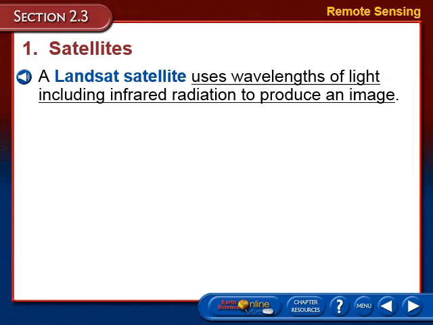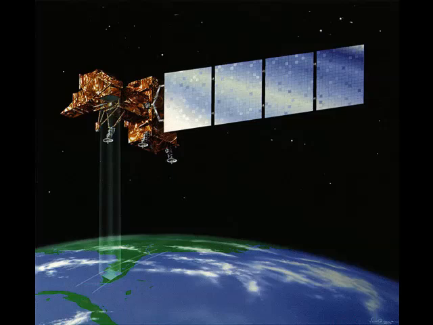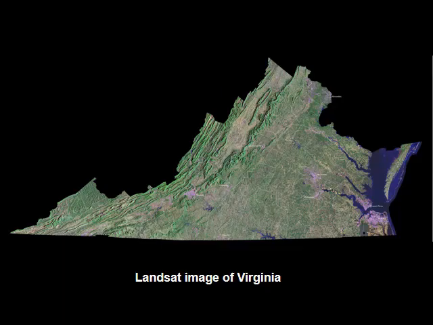There are different types of satellites. One example here is the Landsat satellite, which uses wavelengths of light, including infrared, to produce an image. It uses the Earth's surface, the warmth that the Earth both absorbs from the sun and that also is being projected out from the Earth's core. And so it shows up as different colors depending on how warm or cold an area is. So this is kind of an example of what's going on in space when we're using remote sensing. And this is a Landsat image of Virginia.